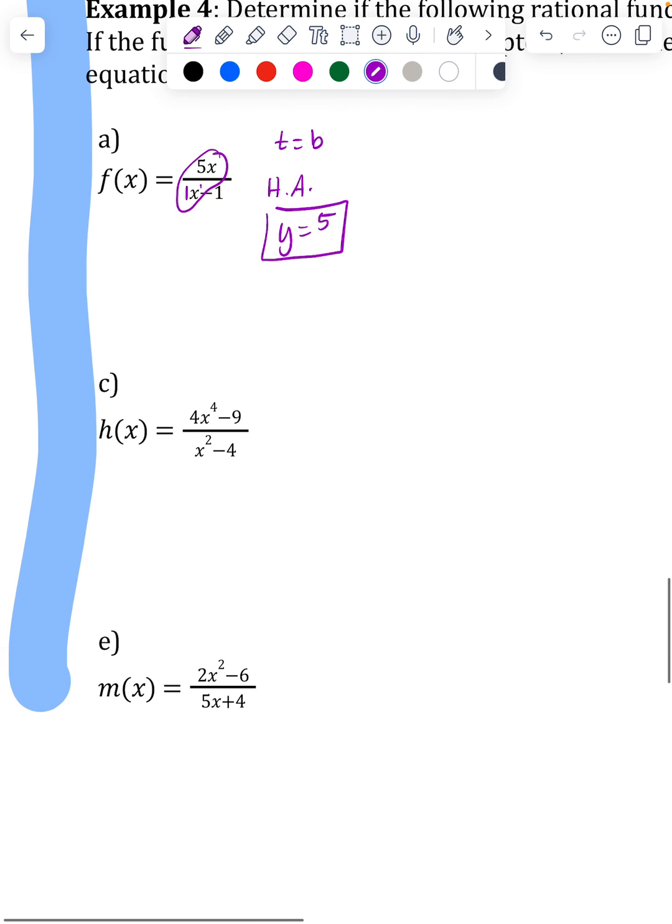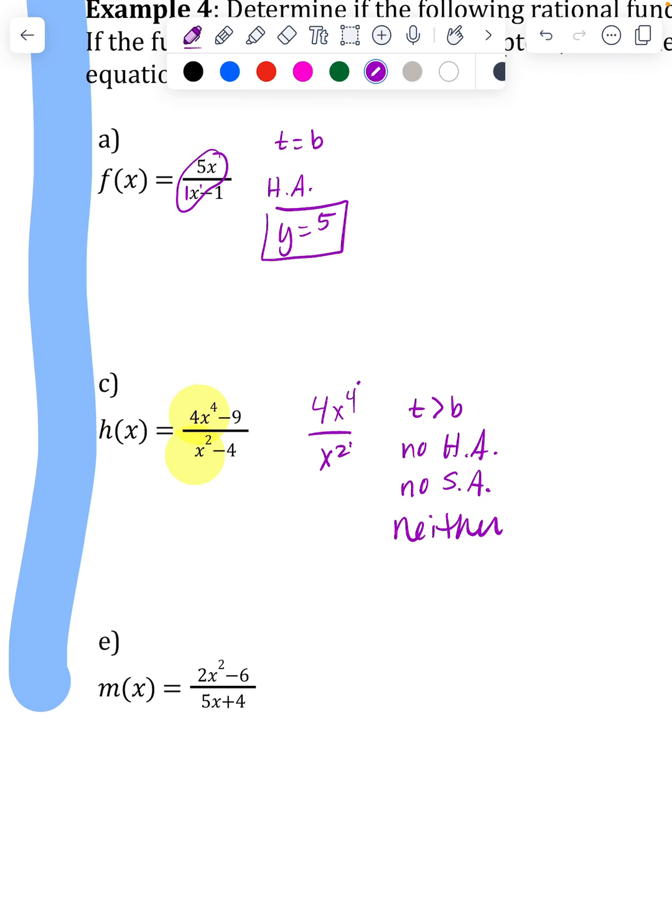Okay, here I'm going to look at just my leading terms. And so I have a 4x to the fourth and an x to the second. This is, again, the top having a greater power than the bottom because this has a power of 4 and this has a power of 2. So that indicates that there's no horizontal asymptote. But because this 4 is not just one bigger than the bottom, there's also no specific slant asymptote that's linear. And so this is going to be neither.